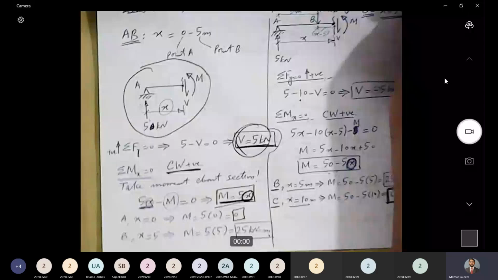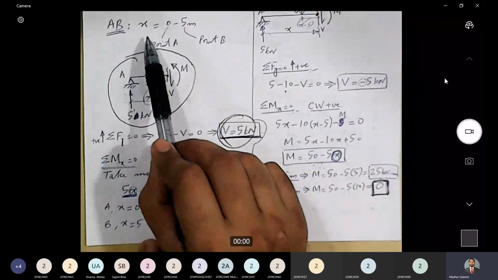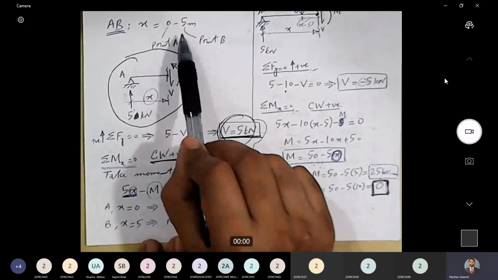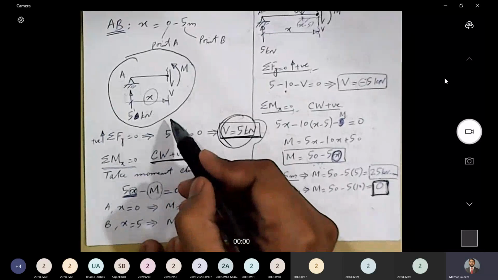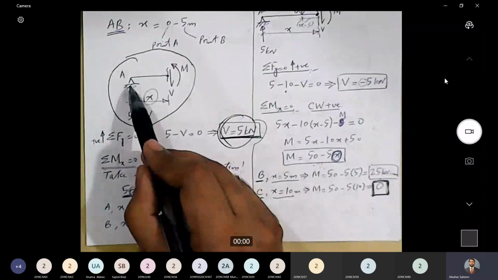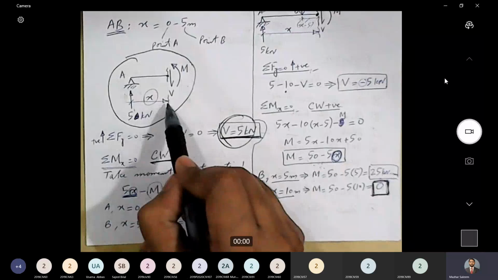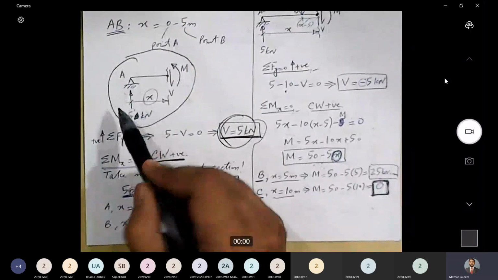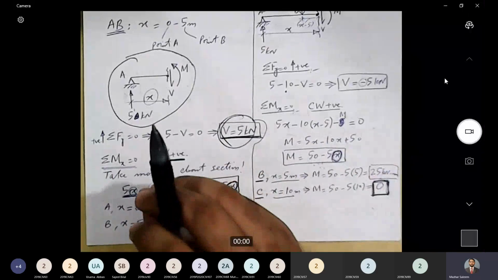Now let's come to portion AB. Okay, here is portion AB. So X starts from 0 to 5. 0 is point A and 5 meters is point B. Here is the free body diagram of portion AB. We have a hinge support at the left end, and then we have a section at a distance X from support A. A 5 kilonewton reaction is known at support A.